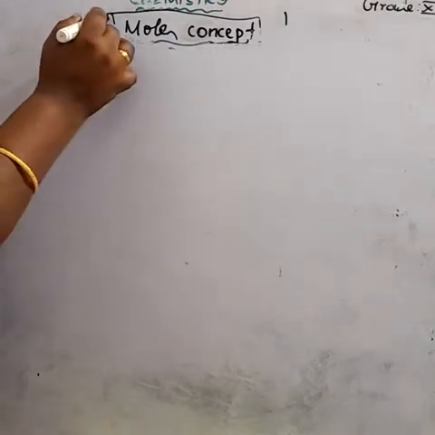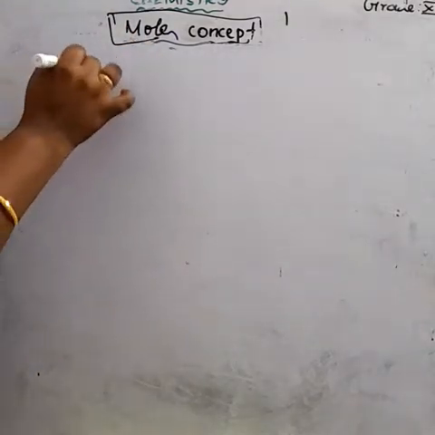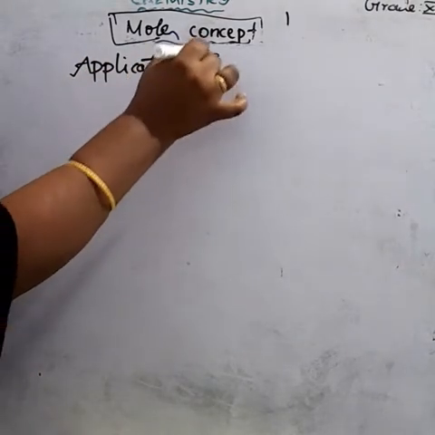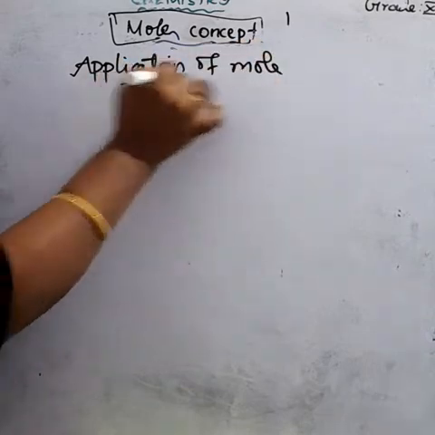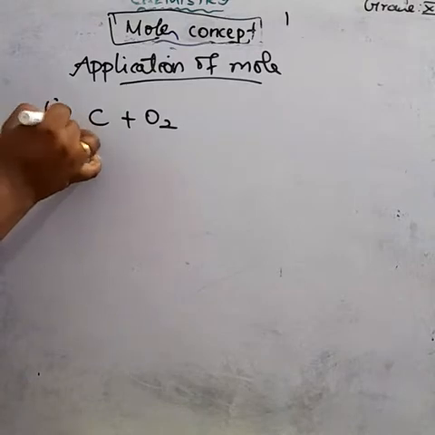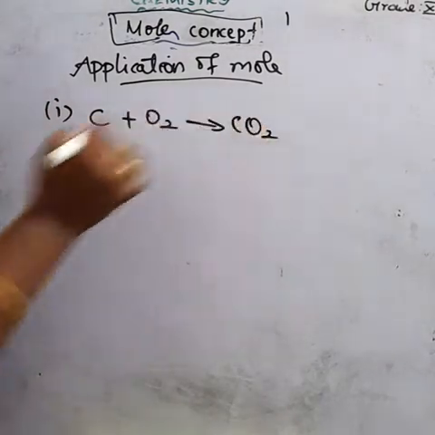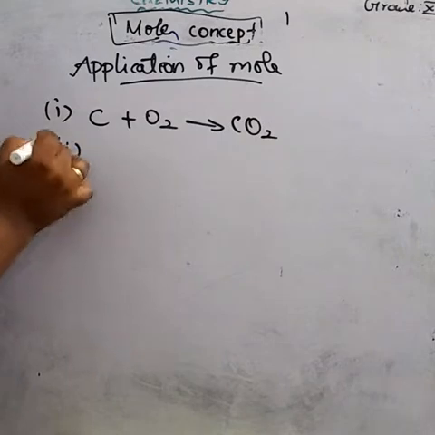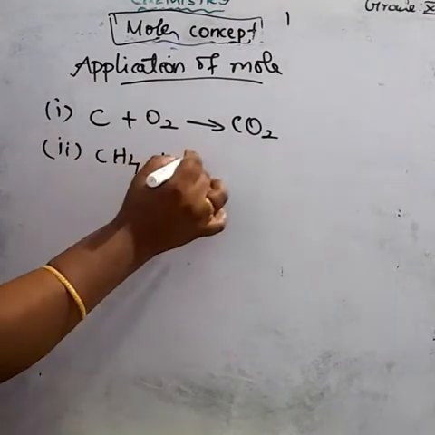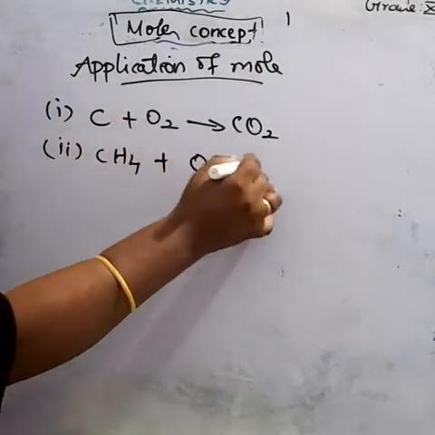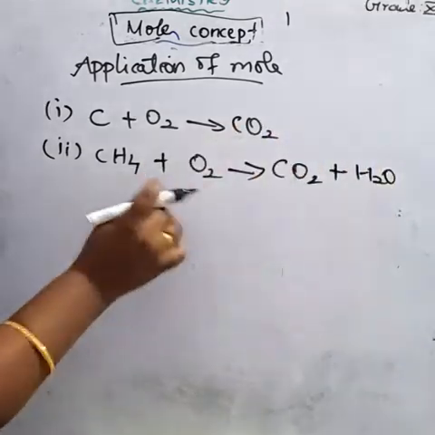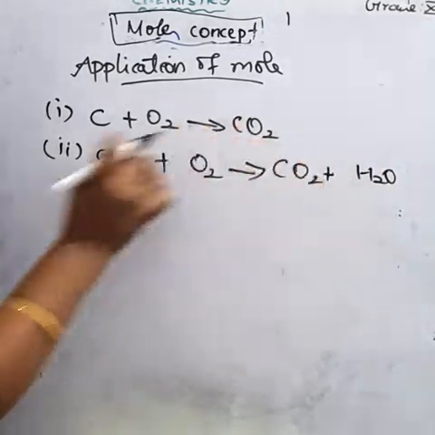Why are we using the mole concept instead of atoms and molecules? For example, I am taking one of the reactions, carbon C plus O2. Carbon combines with oxygen to form carbon dioxide. C plus O2 gives CO2. Another reaction I am taking, methane, that is CH4. CH4 means methane. It reacts with oxygen. We get carbon dioxide, CO2, plus water. So when methane reacts with oxygen, we get carbon dioxide and water.